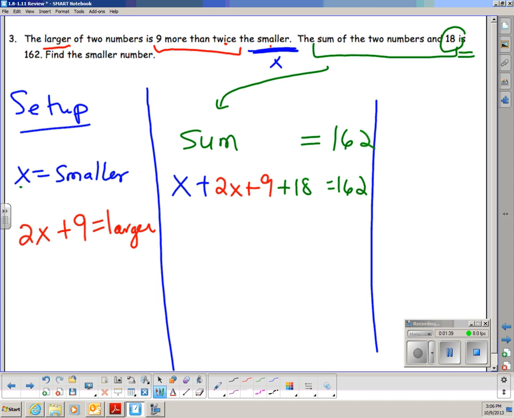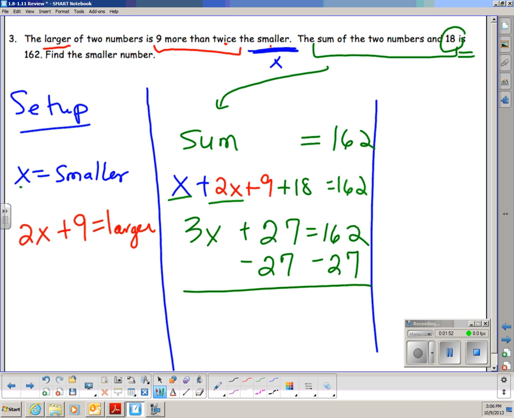equals 162. And now I can solve, so I just have to clean this up. x plus 2x is 3x. 9 plus 18 is 27. That equals 162. Subtract 27 on both sides. And so we get 3x equals 135. Divide by 3. x is 45.